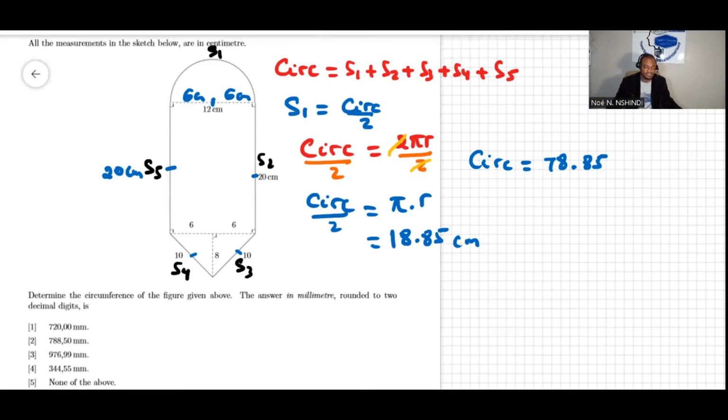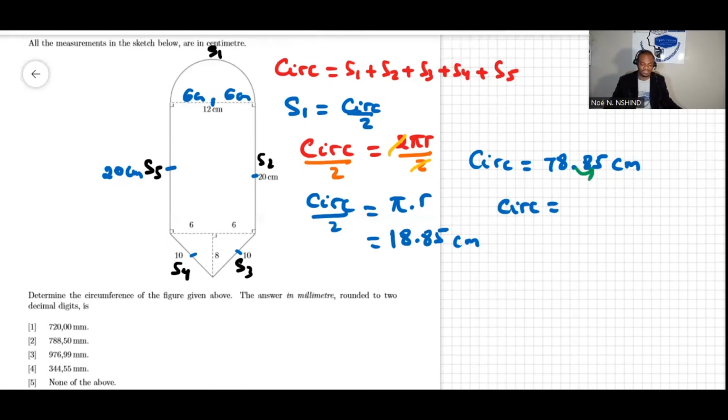Then the question says determine the circumference of the figure above. The answer in millimeters, because this is 78.85 centimeters. I say here centimeters. Convert centimeters to millimeters, meaning we must times by 10, because centimeters is bigger than millimeters, 10 times bigger than millimeters. So this will be the circumference times by 10, which simply means move this comma 1 time forward, okay?